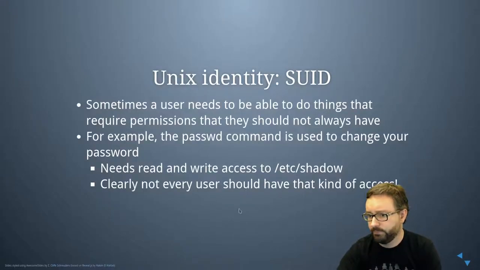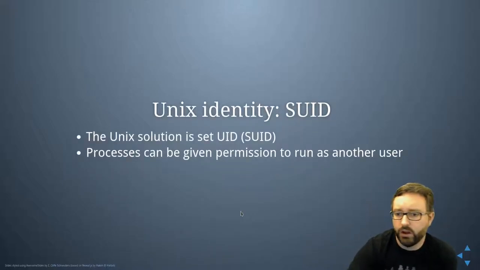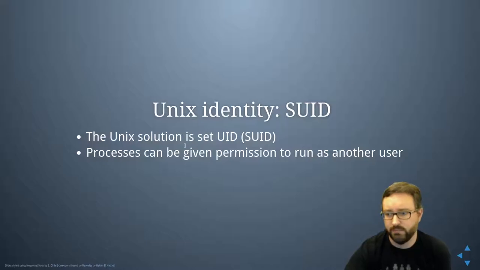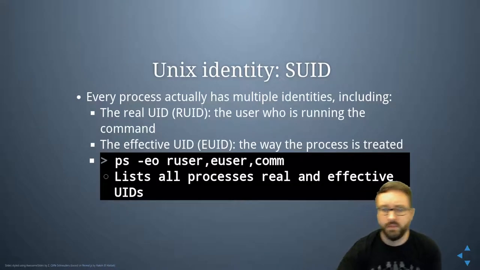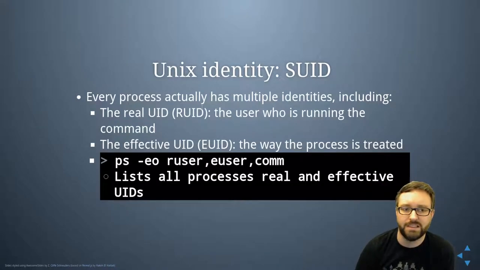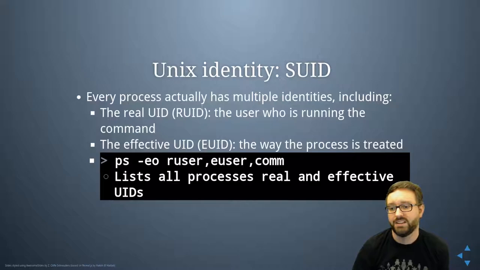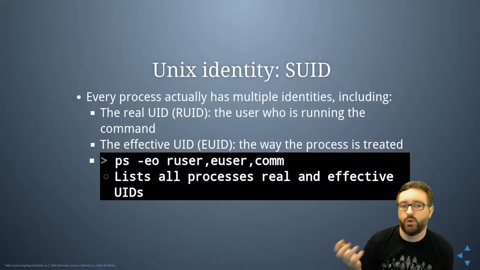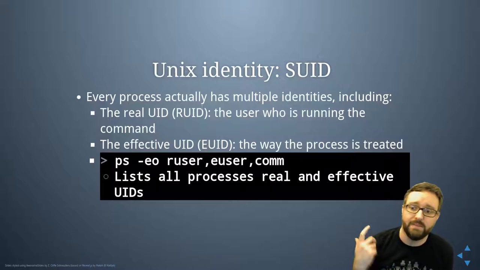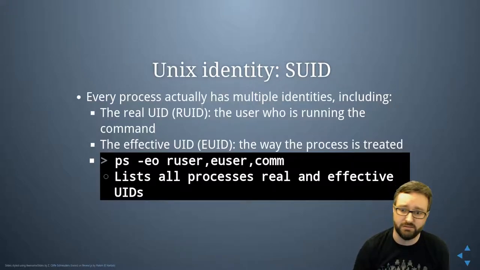The way that works on Unix is through SetUID, and it allows processes to run with the permissions of a different user. I've been simplifying things and saying that there's a UID associated with every process. That's true, but actually there are multiple UIDs associated with every process. There's the real UID, which is the person who actually ran the command, or more accurately, the UID of the process that spawned the current process. And the effective UID, which is the way the process is being treated in terms of security decisions.